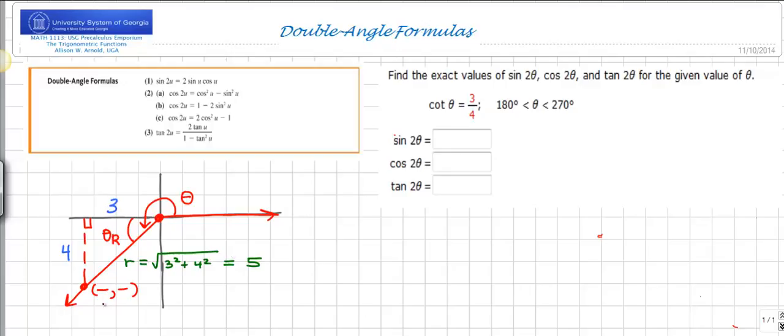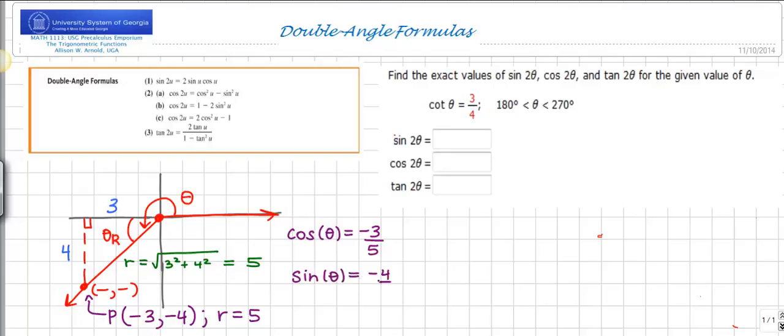And then note that our point P would have to be the ordered pair -3, -4, and our R value is 5. So this tells me that the cosine value of theta is -3/5. The sine value of theta is -4/5, and we already had enough to get the tangent value of theta to be 4/3, but you can see how we'd get that from the ordered pair as well.